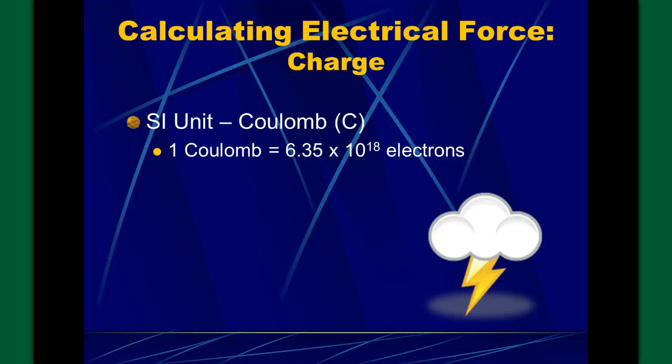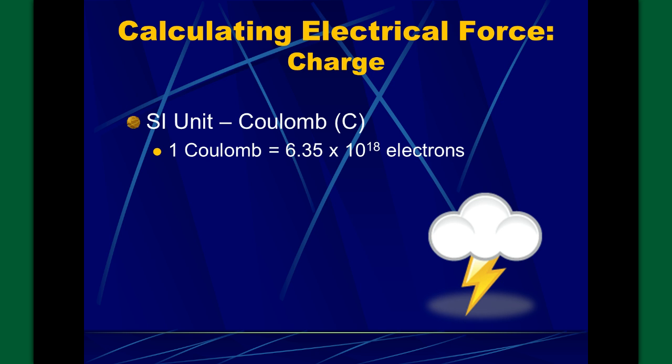The first thing you need to know is about the unit of charge. The SI unit of charge is called the Coulomb. We use a capital C to abbreviate that, and 1 Coulomb is equal to the charge of 6.35 times 10 to the 18th electrons. Now I hope you realize that that's a really big number. That's a lot of electrons, right?